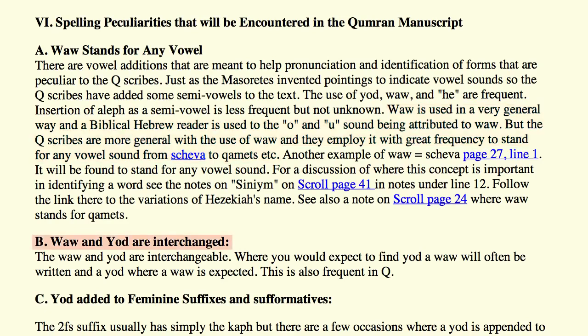Let's go down here. It says, letter B, wa and yod are interchanged. It says, the wa and yod are interchangeable. Where you would expect to find yod, a wa will often be written, and a yod where a wa is expected. This is also frequent in Q, or the Qumran text. So again, the Matres Lectionis is not a reliable system of pronunciation.